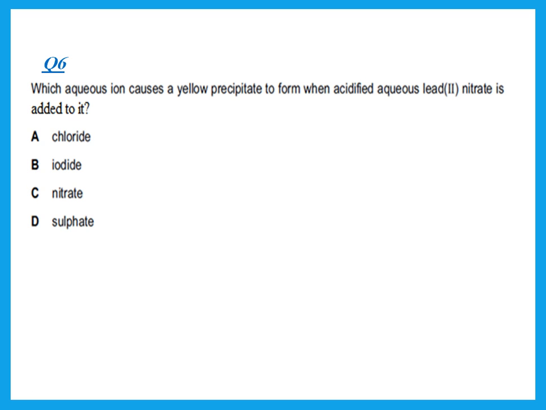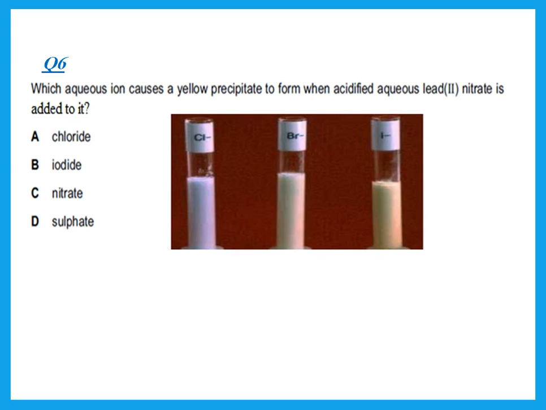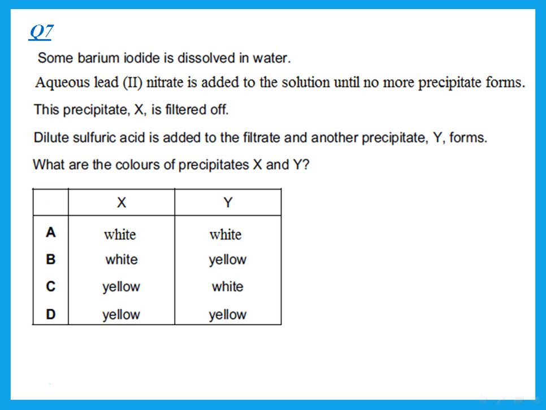Okay, the next question says, which aqueous ion causes a yellow precipitate to form when acidified lead nitrate is added? Remember that lead nitrate or silver nitrate are tests for chloride, bromide, iodide. If it's chloride, I get white precipitate, bromide, cream precipitate, iodide, yellow precipitate. So he got yellow, that means he has iodide.